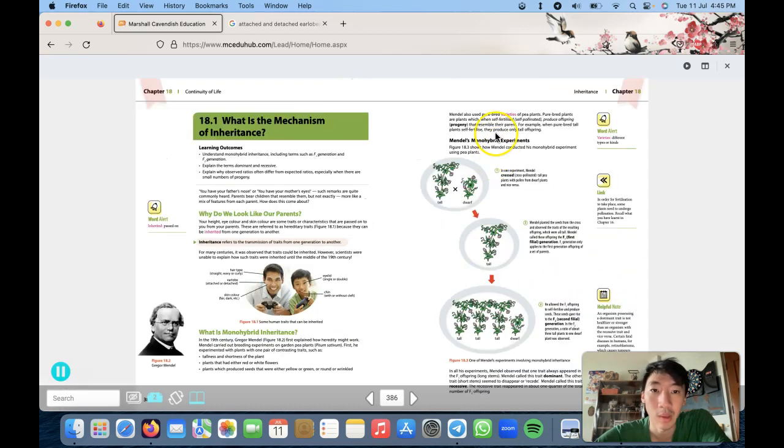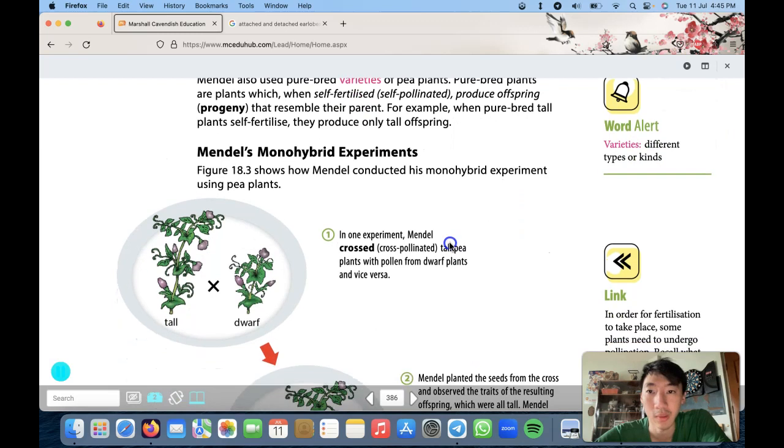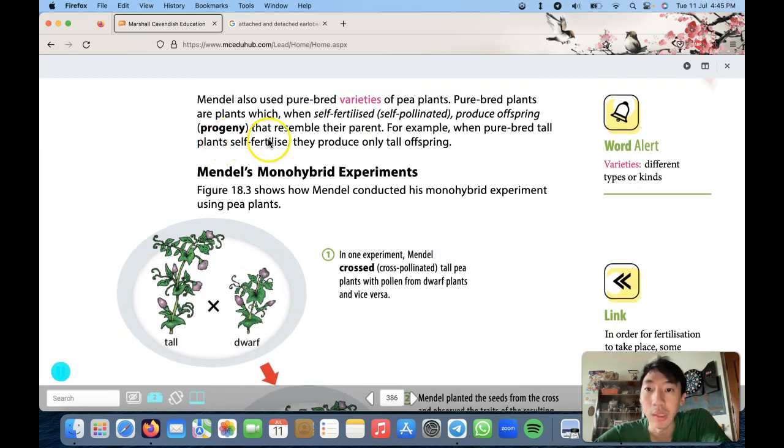And over a period of time, he started to do some experiments. Now, Mendel started with a purebred variety of pea plants. These purebred plants will fertilize themselves and then produce offspring that will resemble their parents. If you recall in our chapter on plant reproduction, our gametes from the male parts, the anthers, fuse with the female parts in the ovary, and then you form the plants. And all these plants are what you call the progeny.